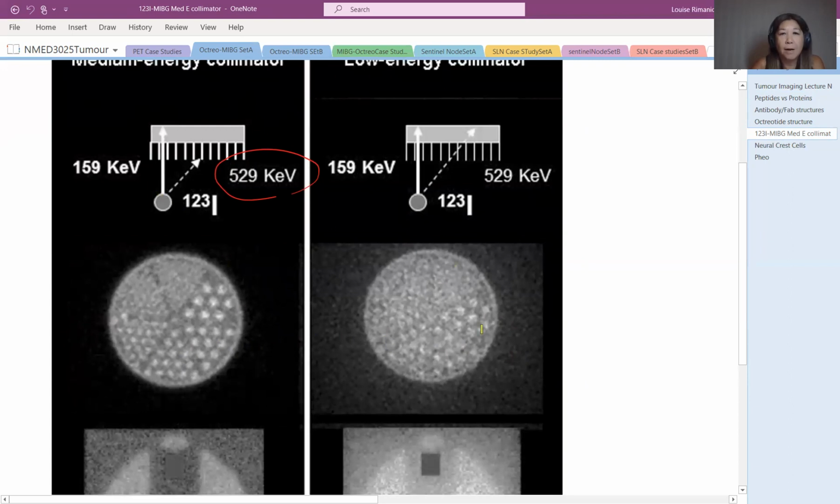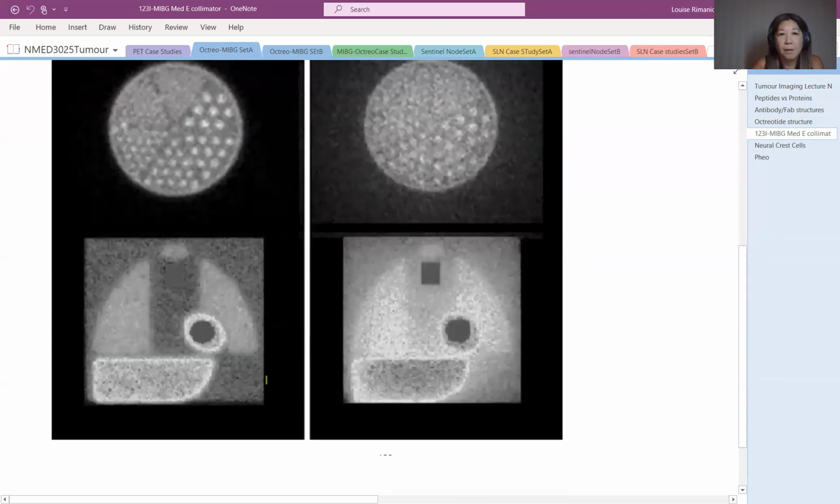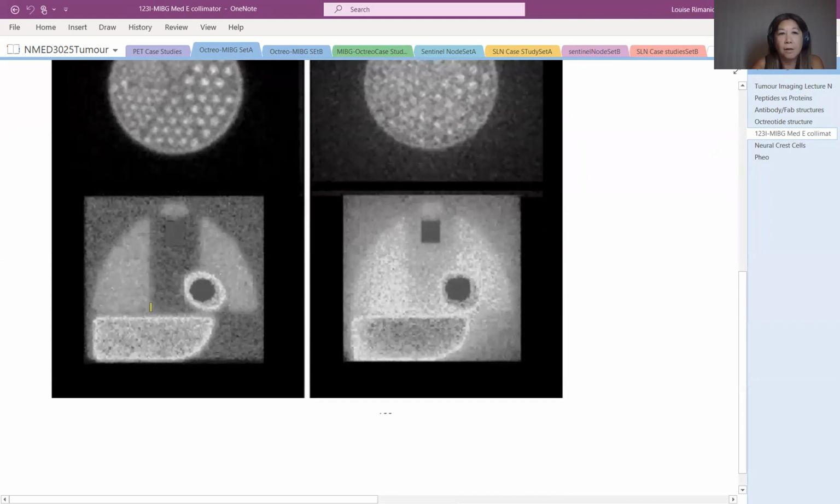So this is a Jaszczak phantom, one of the cuts through the Jaszczak. And I think you would agree that there's better resolution. We can see more of the small spheres with the medium energy than we can with the low energy. And if you look at the actual image, I would challenge you to disagree that this image with the medium energy collimator is not sharper than that taken with the low energy collimator.